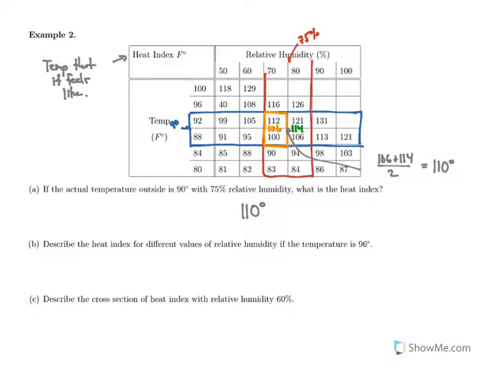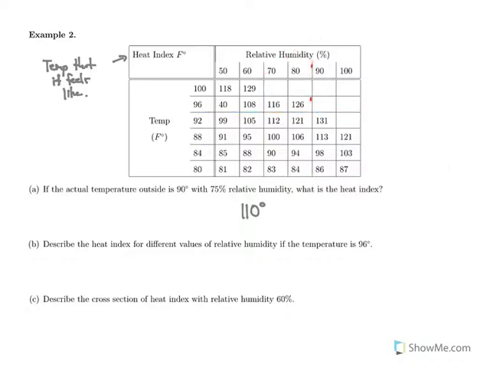All right, next question. Let's describe the heat index for different values of relative humidity if the temperature is 96 degrees. So erasing this table real quick. What we're looking at is the cross section when the temperature is 96 degrees. And note that in this table, we got some weird stuff that the domain of the function doesn't actually exist for some of these things. What is the case when we have these empty squares?